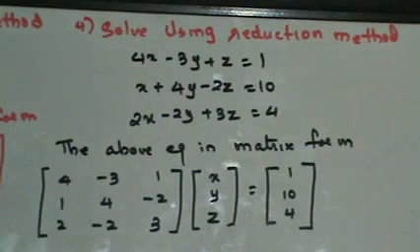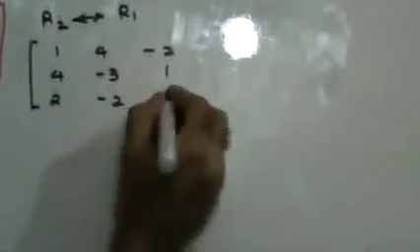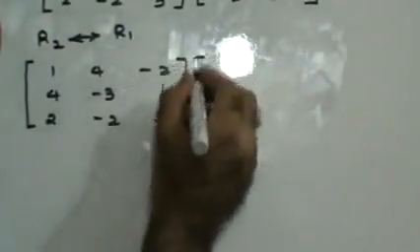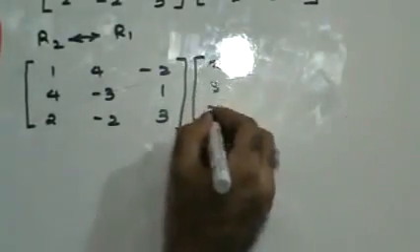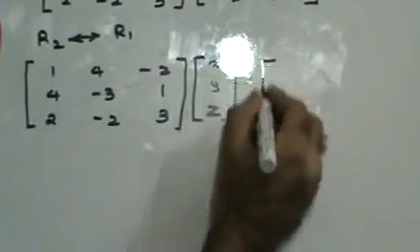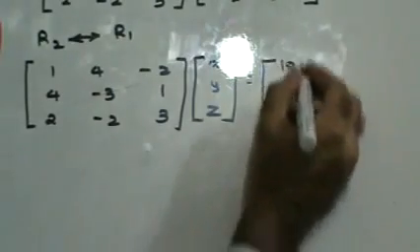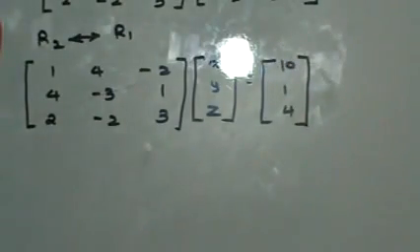Fine. So I have the equation now in matrix form. Once you have this, I need the number in the first position as 1. So I'll interchange R2 and R1. If I interchange R2 and R1, I'll get 1, 4, minus 2, 4, minus 3, 1, 2, minus 2, 3, times x, y, z, equals 10, 1, 4. Right? So I'm interchanging R2 and R1.